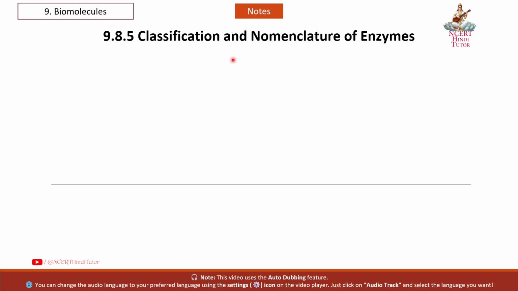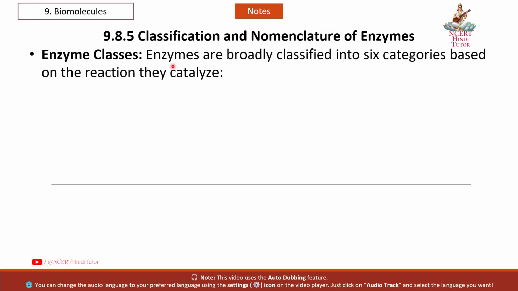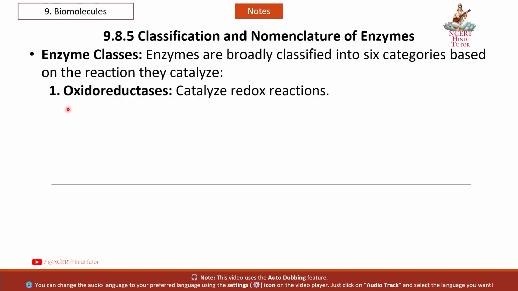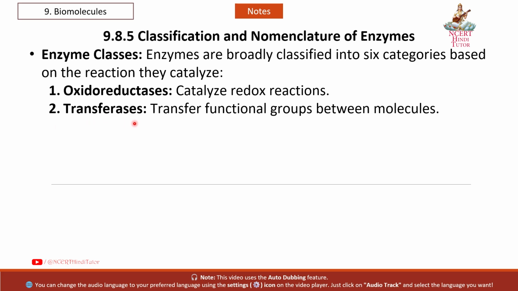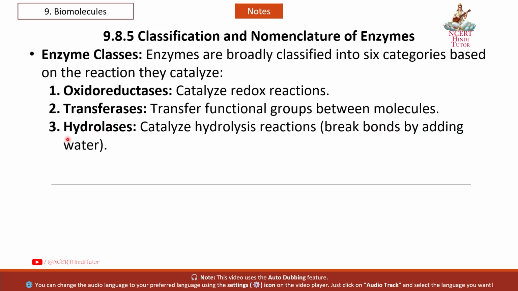9.8.5 Classification and nomenclature of enzymes. Enzyme classes. Enzymes are broadly classified into 6 categories based on the reaction they catalyze. First, oxidoreductases catalyze redox reactions. Second, transferases transfer functional groups between molecules. Third, hydrolases catalyze hydrolysis reactions, breaking bonds by adding water.